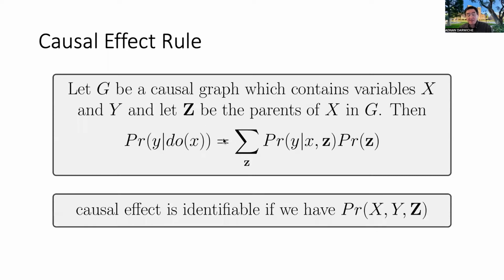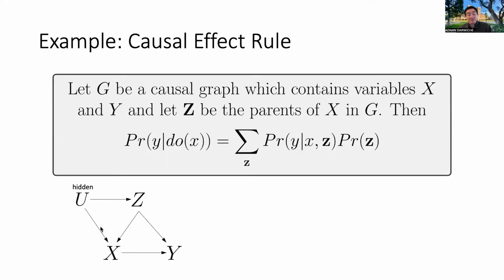Now, let's look at the example we looked at before, this one, right? I'm interested in the causal effect of Z on X. Now, according to the causal effect rule, what do I need to know? I need to observe the parents of Z. U is one of them. In fact, it's the only one in this case. So I cannot use this rule because U is not observed. So the causal effect rule cannot help me in this case.